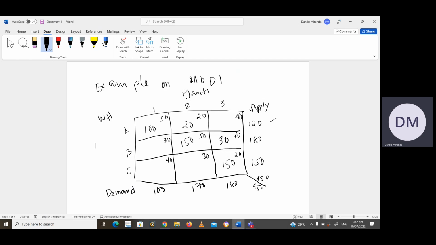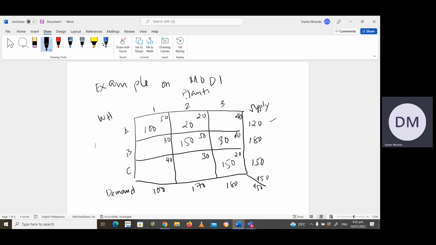But in our next examples, especially in unbalanced, where supply is not equal to demand, we will see how useful this model is. And the last method, which is the Vogel's, we will not tackle. We will just sub-study that.